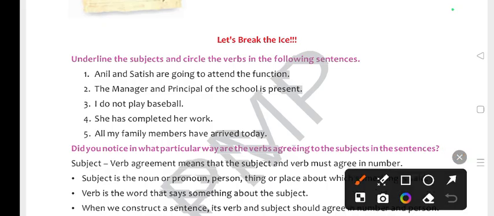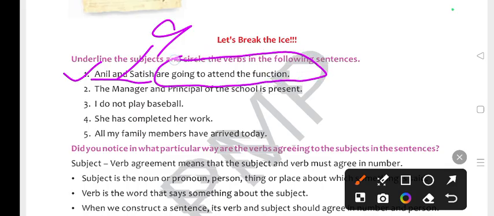So let's try to understand the first one. Anil and Satish are going to attend the function. So who are going to attend the function? Anil and Satish. So they are what? Subject. Alright. And circle the verbs. From helping verb, it is predicate.